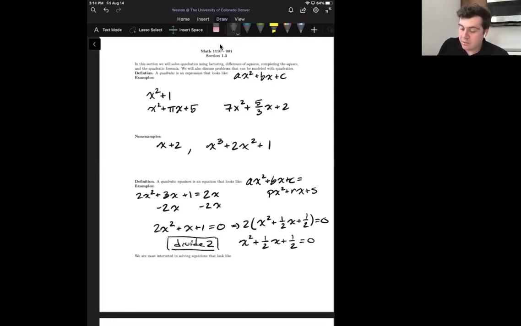And because we can always do this, subtracting to one side and then dividing the constant in front of the x squared term, we are most interested in solving equations that look like x squared plus bx plus c equals 0. So now we can actually work with a much more simplified form of the equation where we assume the constant in front of x squared is 1 and the whole equation is equal to 0.